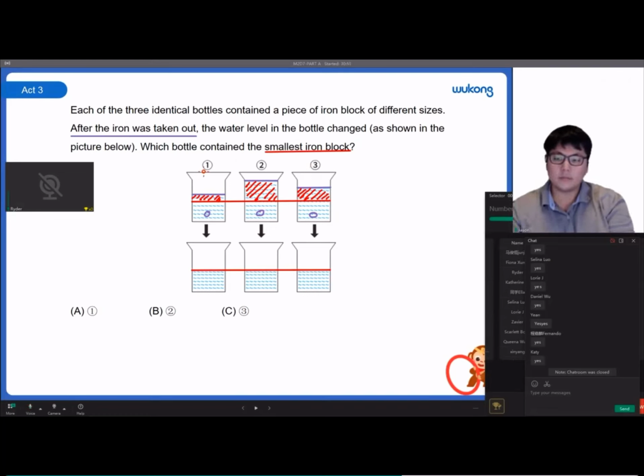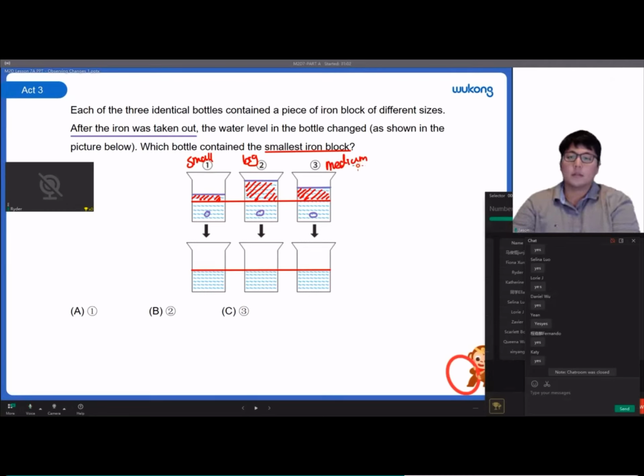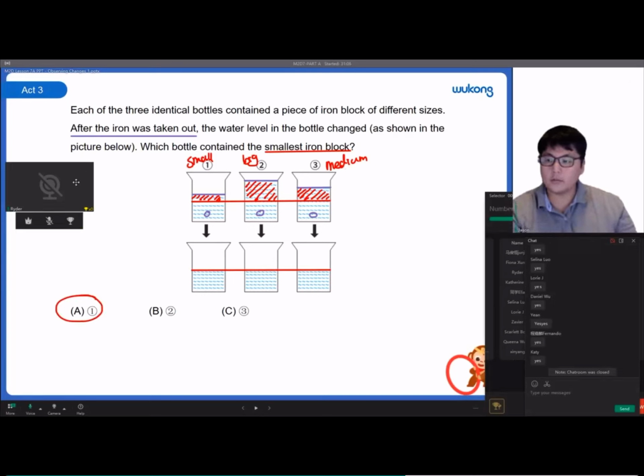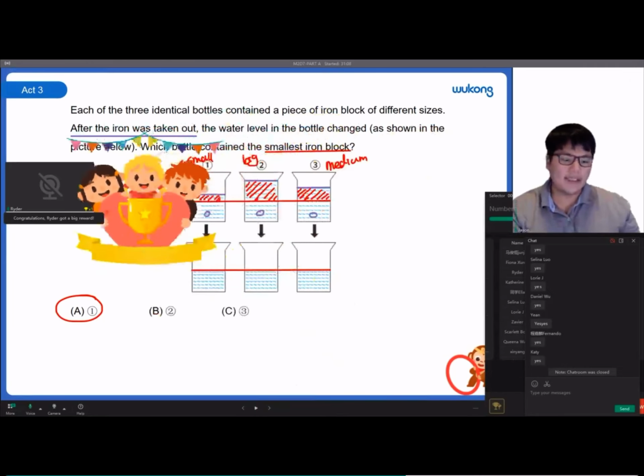A has the smallest. Okay, B has the biggest. And 3 has the medium, you think? And 3 has the medium. Yes, this is the correct answer. Yes, A is the correct answer. Well done, Ryder. Let me explain this to you and everybody one more time.